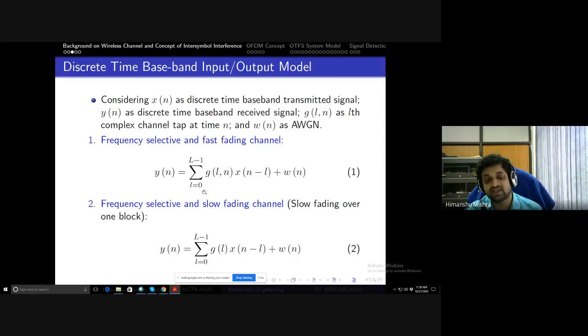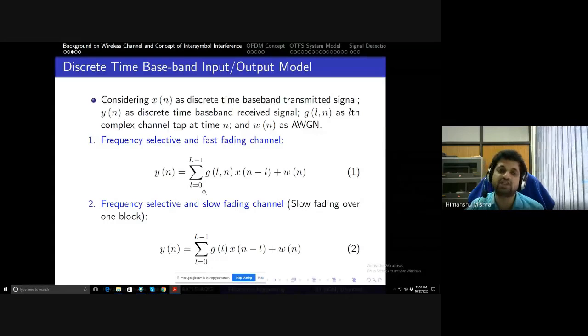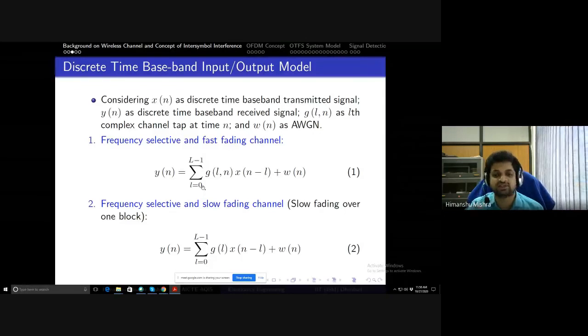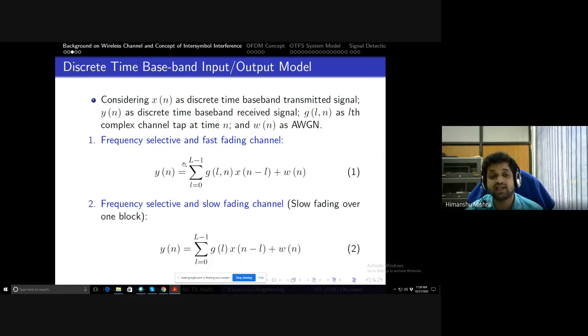That was the summation. Due to frequency selectivity, our channel has multiple taps. That means if you take the discrete time channel, we have multiple taps, that will be g[l]. Let us assume I have taken capital L number of channel taps, that is l equal to 0 to capital L minus 1. So y[n] will be represented for the frequency selective slow fading case like this.